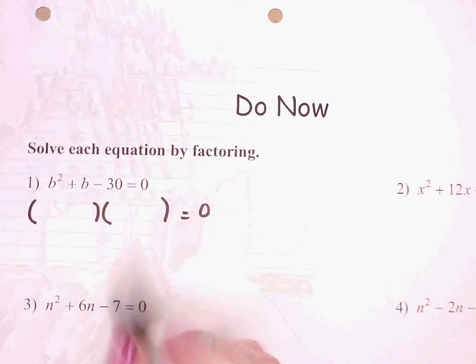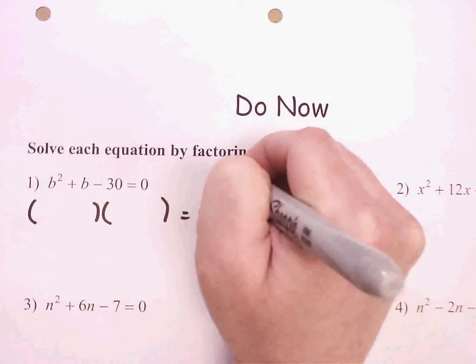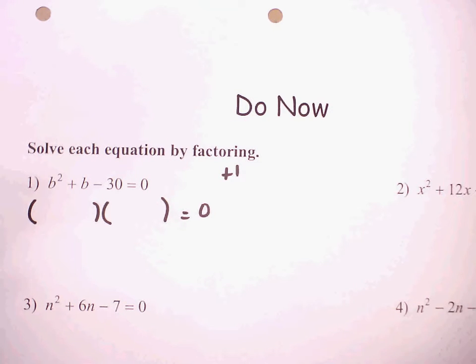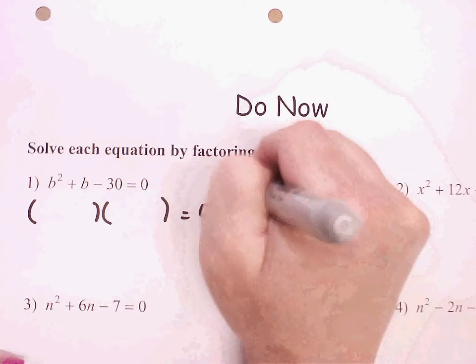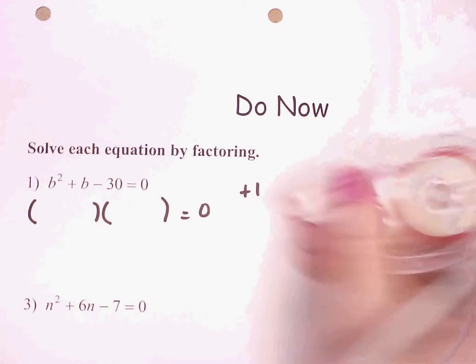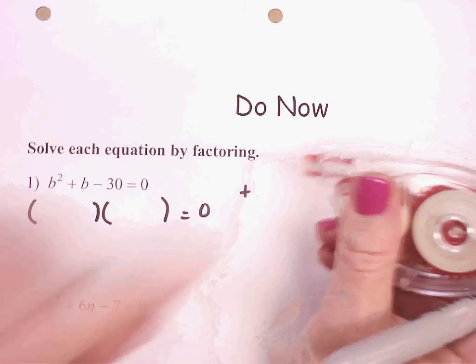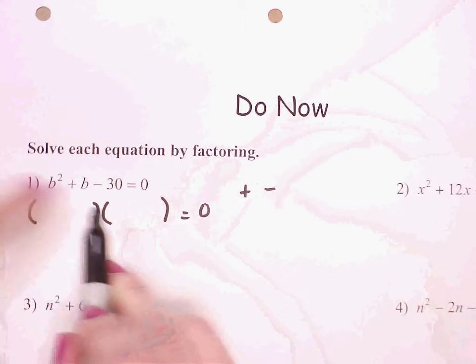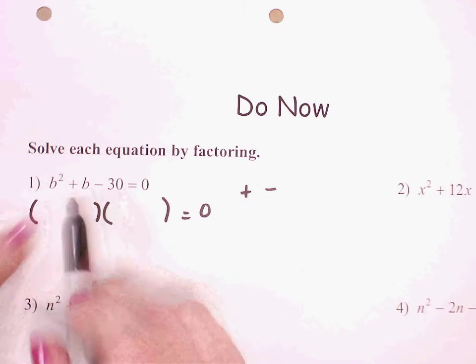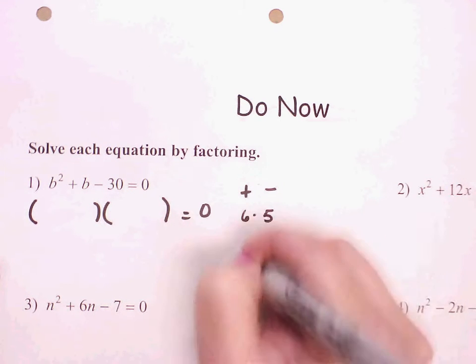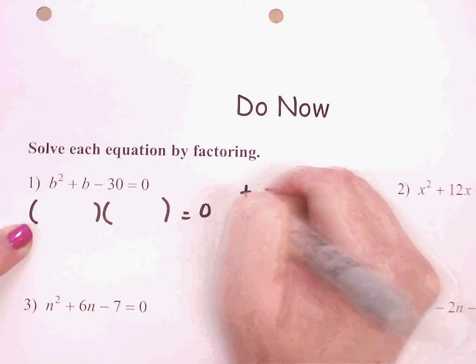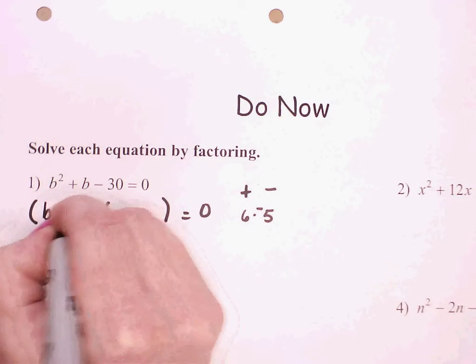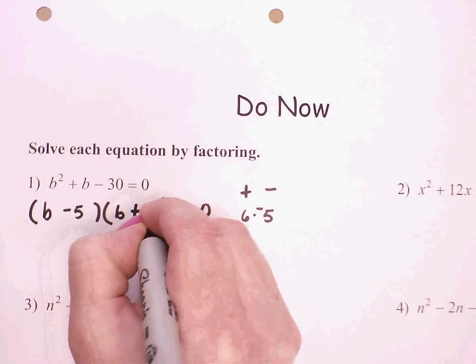Plus minus would be plus minus, right? So it needs to multiply to, oops, that would be plus minus, not plus. And I do the same thing. It needs to be plus minus. And it needs to multiply to negative 30 and add up to positive 1. So it would be 6 times 5. And which one needs to be negative? The 5. Very good. So b minus 5, b plus 6.